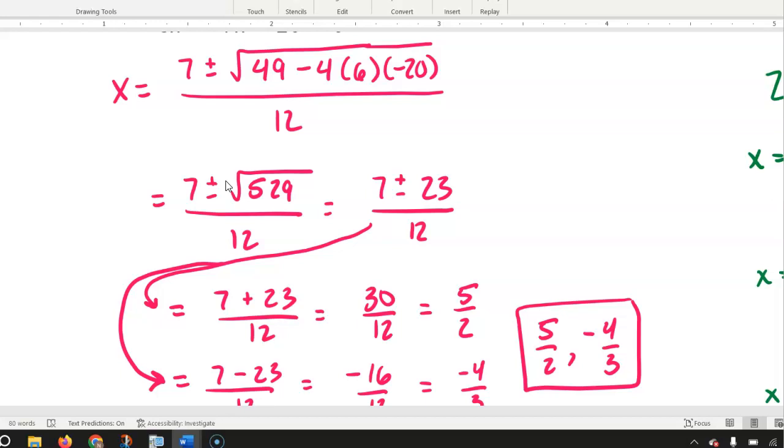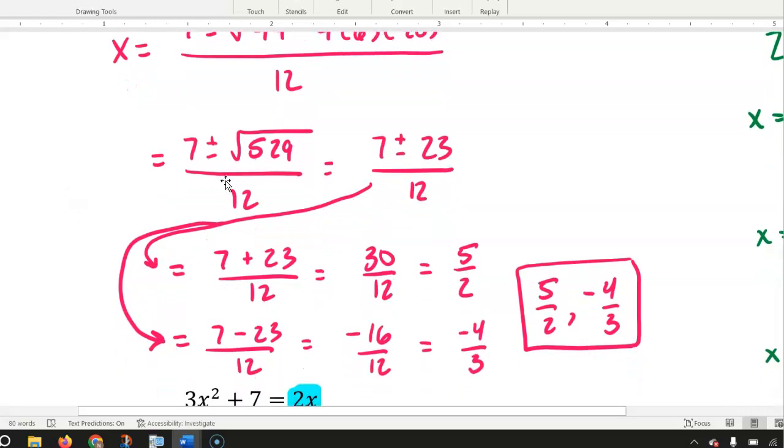So again, I don't expect you to know that off the top of your head, but your calculator will give that to you. Now it's 23, it's not the square root of 23, so you just write down 7 plus or minus 23 divided by 12. Now those are like terms in the numerator.